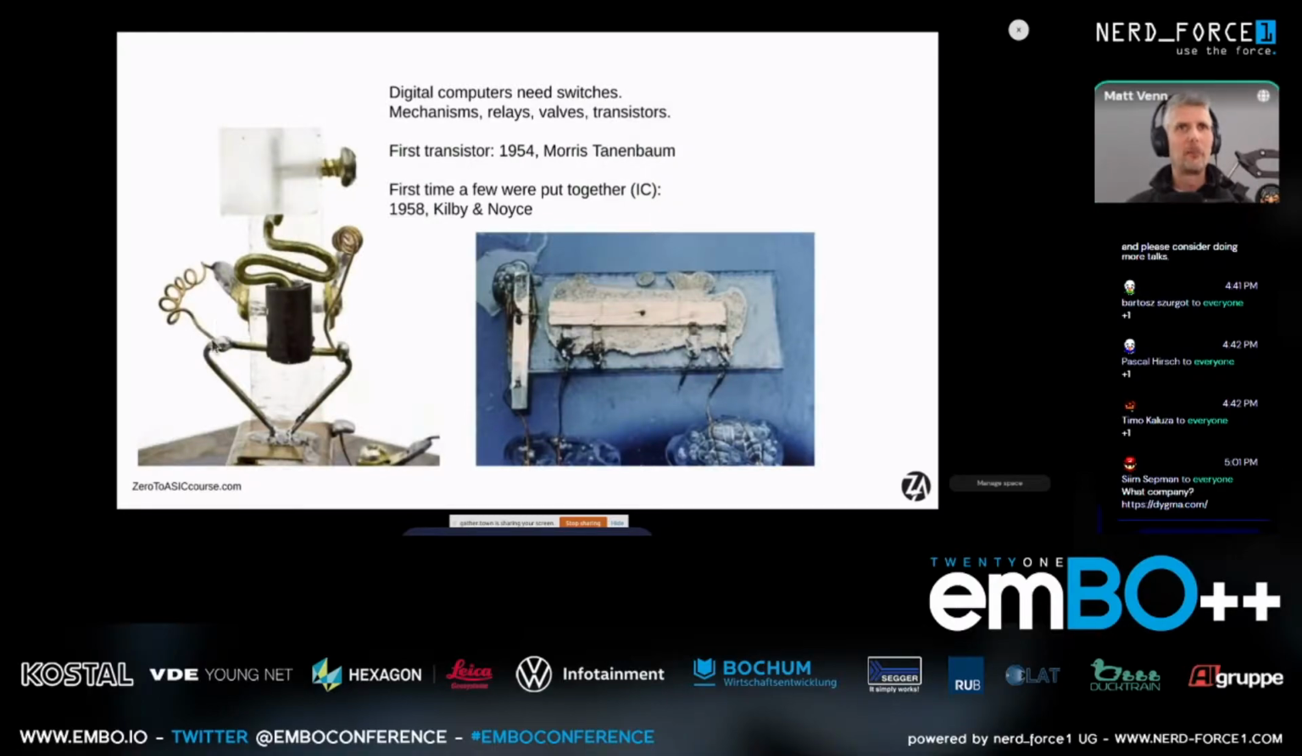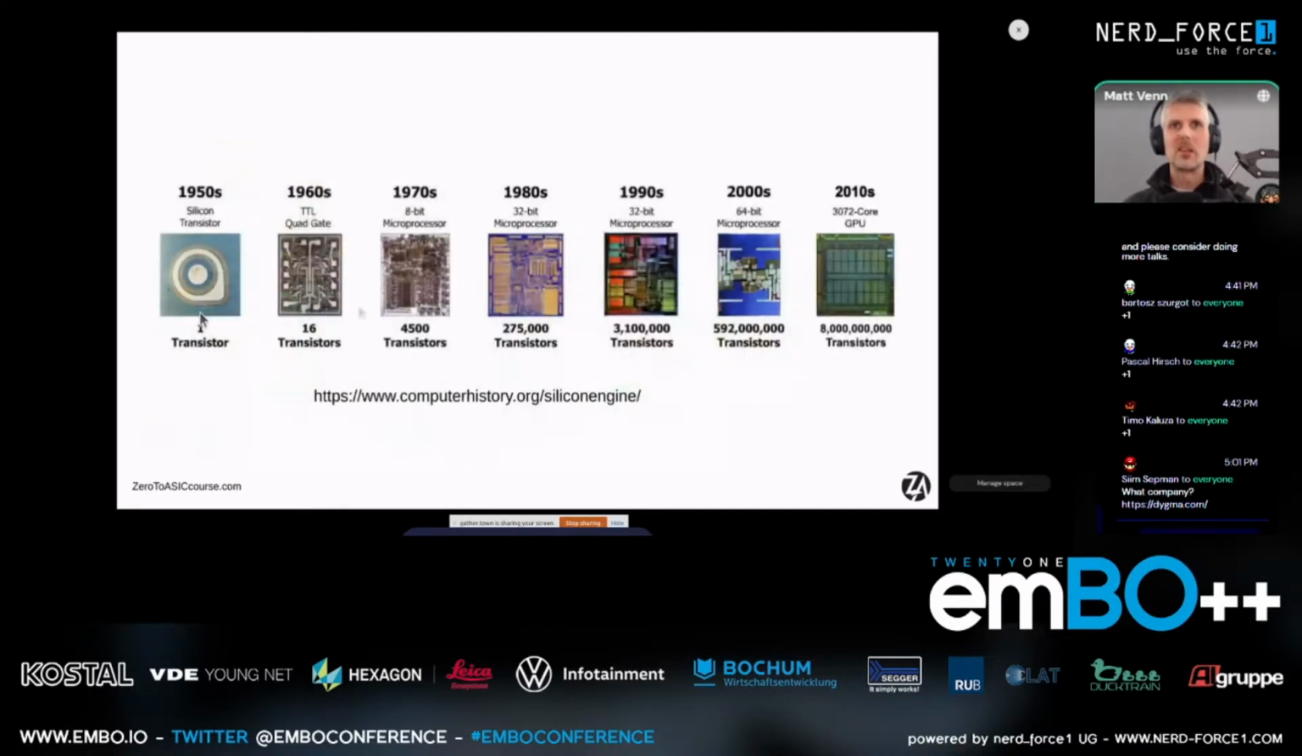So, first, the transistor. Digital computers need switches. It started off being mechanisms, then electromechanisms like relays, then valves, then transistors. And then we integrated lots of transistors. This is the first IC, when we put a lot of transistors together in 1958. And then we see this rapid growth to where we are today, with millions or billions of transistors on a die.